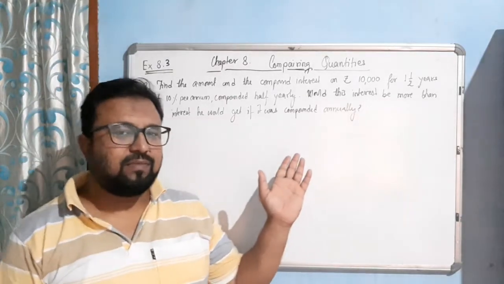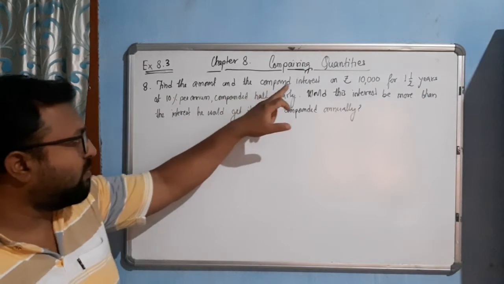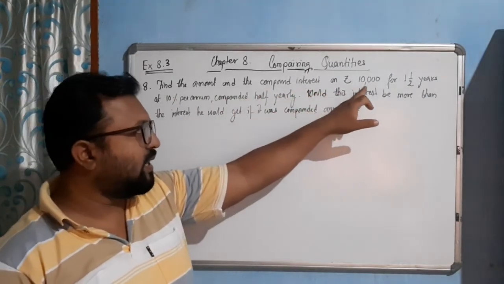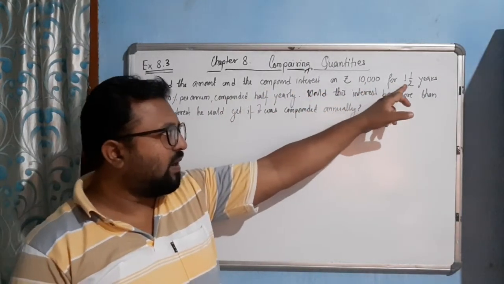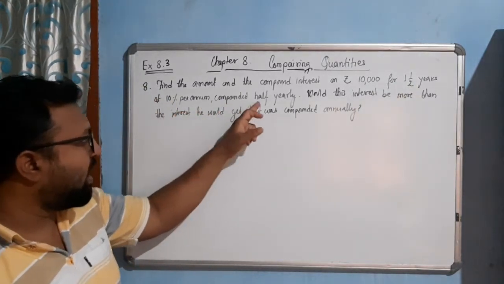Hello students, now come to the next question. Question number 8. Find the amount and the compound interest on rupees 10,000 for 1.5 years at 10% per annum compounded half yearly.